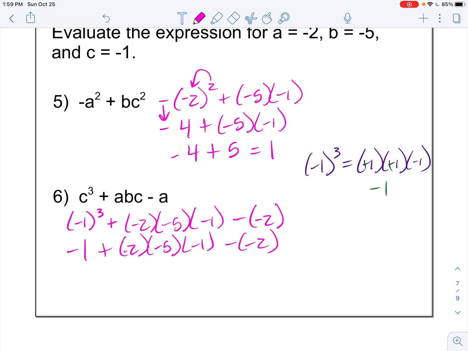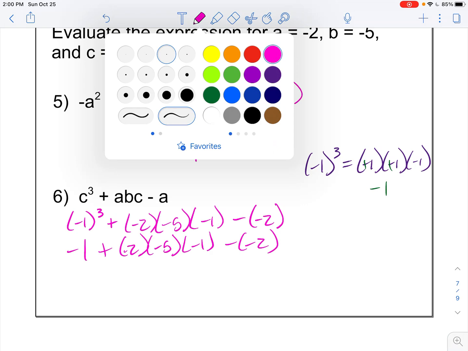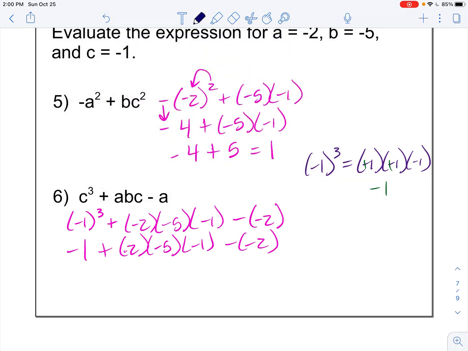Now I'm at the multiplication level, so I can get rid of some of these negative things I've got working here. I got a lot of negatives. I can cancel these out, right? So I have -1 plus, well, that's 2 times 5 is 10. 10 times -1 is -10. I'm just going to put it in parentheses and we'll talk about it in a sec. And I can go ahead and cancel those out.